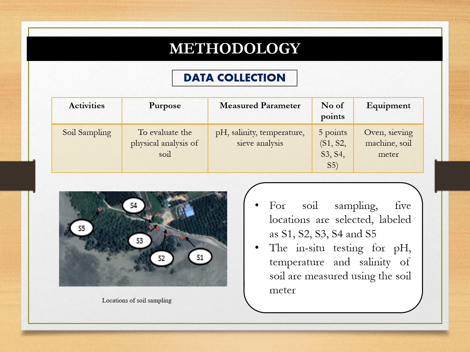For soil sampling, the purpose is to evaluate the physical analysis of soil, and the measured parameters are the pH, salinity, temperature, and also sieve analysis. There are 5 points taken, S1, S2, S3, S4, and S5. For the soils, the in situ testing for pH, temperature, and salinity is done using a soil meter, and then the soils are transported to the lab to do the sieve analysis to find the particle size distribution using the oven and the sieving machine.